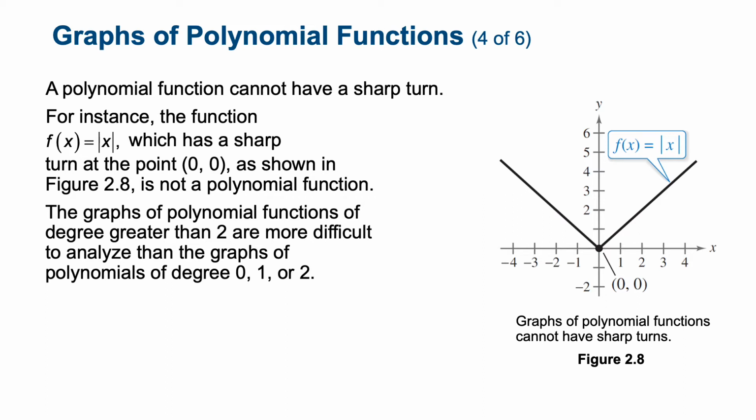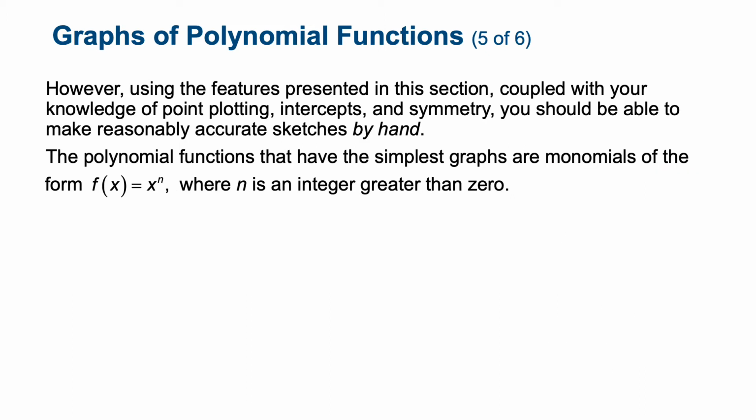The graphs of polynomial functions with degree greater than 2 are a little bit more challenging to look at than the graphs of degree 0, 1, or 2, so a constant, linear, and second degree quadratics, right? If we go through this and use what we know about intercepts, plotting points, and symmetry, we should be able to just sketch things by hand.